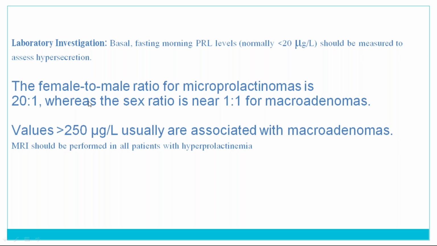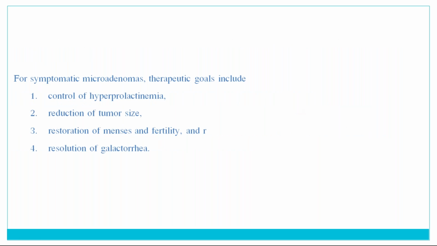Okay. The female to male ratio for microprolactinomas is 20:1. Microprolactinoma means, what is the size of the tumor? Less than 1 centimeter. So microprolactinomas are more common in women, whereas macroadenomas are common in both, 1:1 only. Okay. So how do you treat these patients?